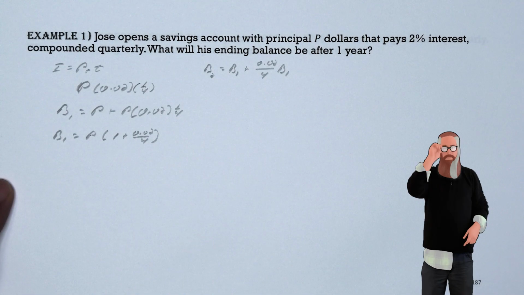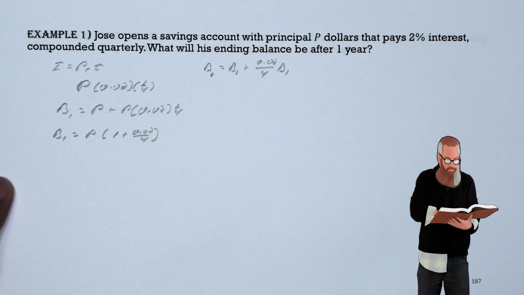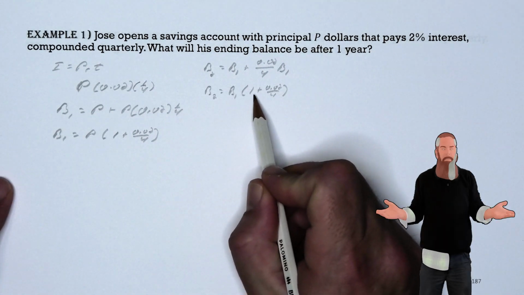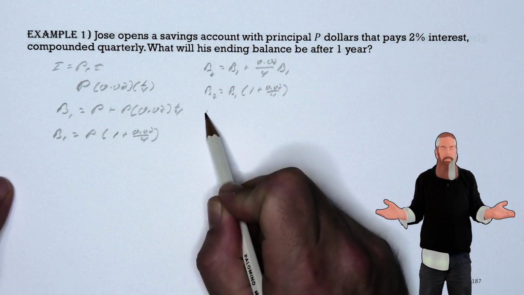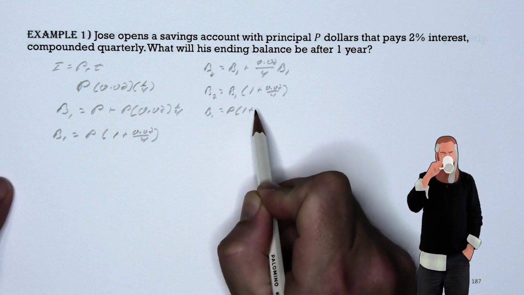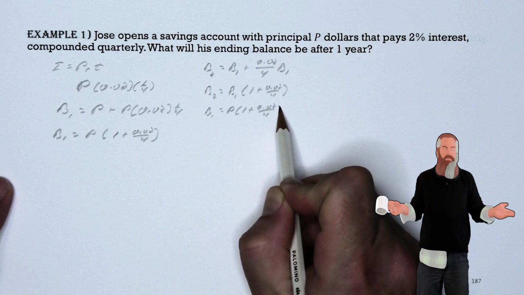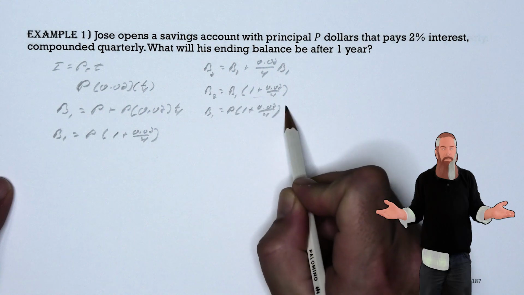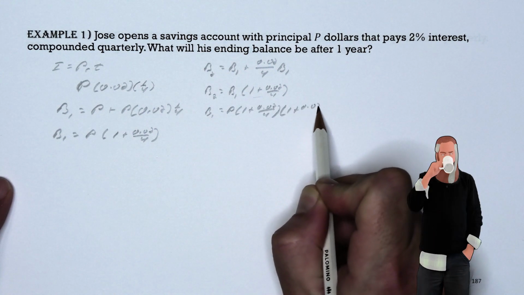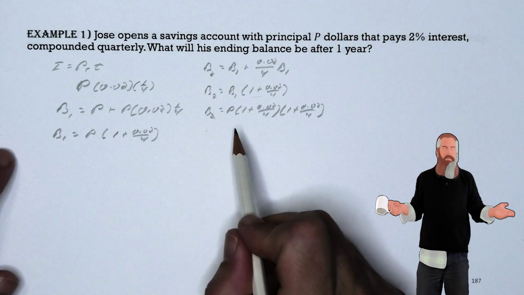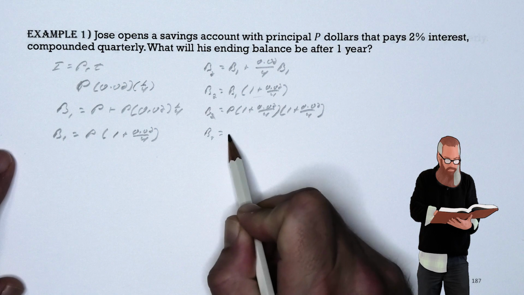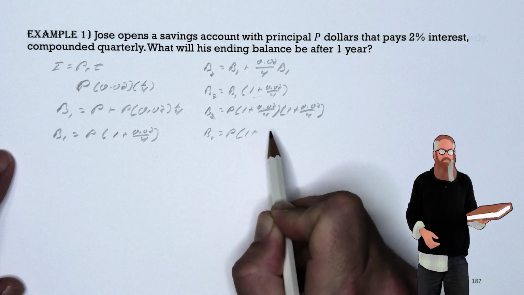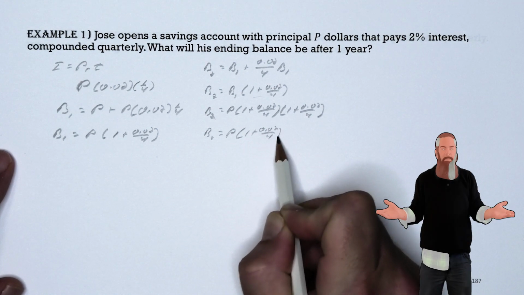To get the second quarter's ending balance, follow the same procedure with a new balance of B2. Now B2 is equal to B1 times 1 plus 0.02 over 4. Let's remember that B1 is in fact P times 1 plus 0.02 over 4. With that B1 replaced, we now put that parenthesis term 1 plus 0.02 over 4. We can notice the repeating terms within the parentheses, meaning we can write this in a more compact form to say P times 1 plus 0.02 over 4 squared.